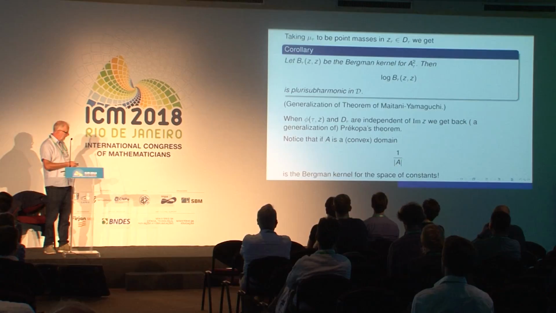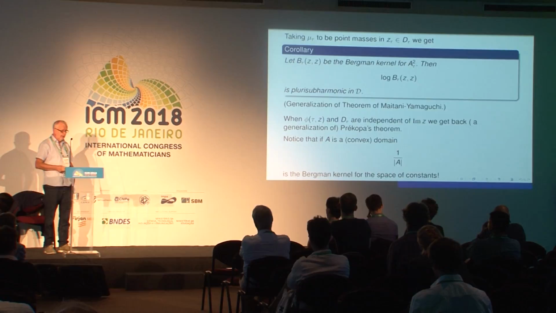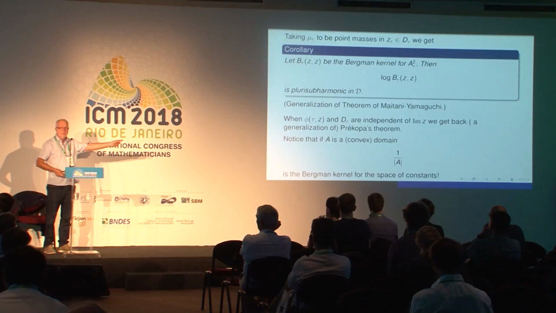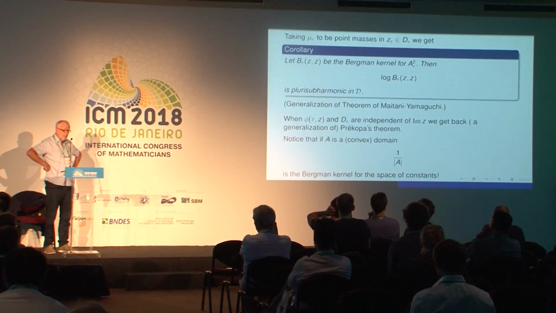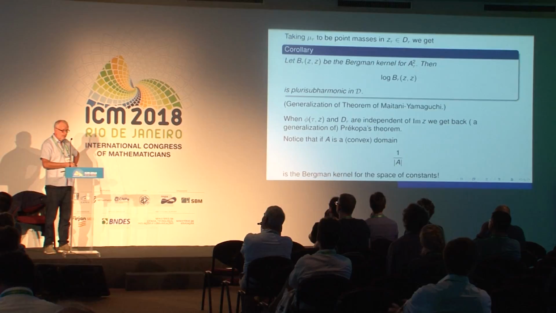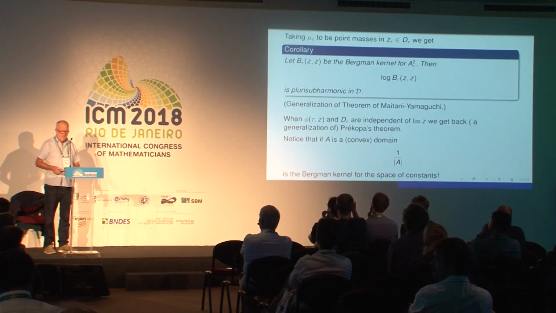And another way to make the comparison with Brunn-Minkowski is to note that if you have a domain in Rn, say a convex domain, it doesn't need to be, and you look at the constant function 1 over the volume of A, you can view this as an integral operator, and then it's the Bergman kernel for the constants. And then Brunn-Minkowski says that this moves in a convex way, whereas this says that the general Bergman kernels move in a subharmonic way. So that's one way of looking at things.